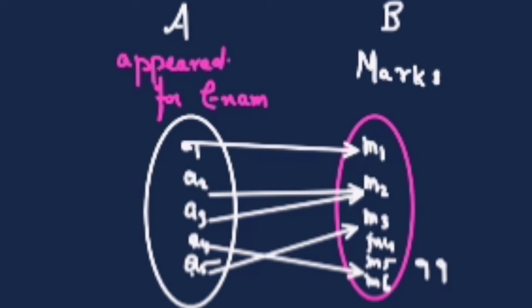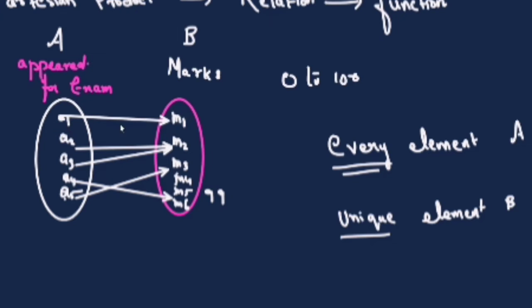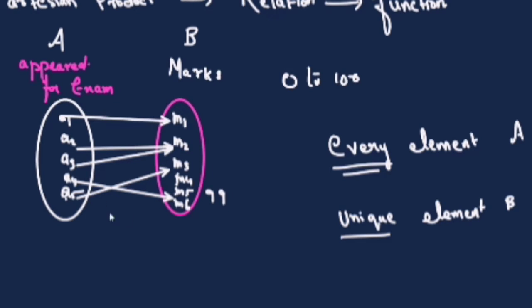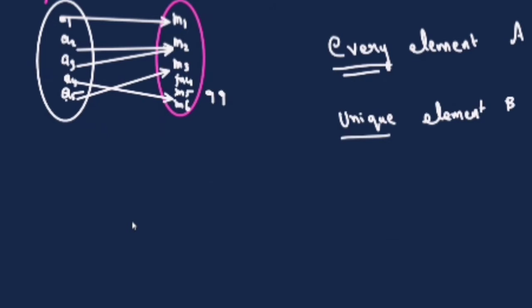So a function is nothing but a rule which associates every element. The word every is very important. Every element in the set A is associated with a unique element. The word unique is also very important. Unique element in B. One child cannot get 2 marks. Here you can see A1 has got M1, A2 got M2, A3 did not get M2 and M3. So every element in the set A should be associated with a unique element. You understood the concept of function? This is called a function.